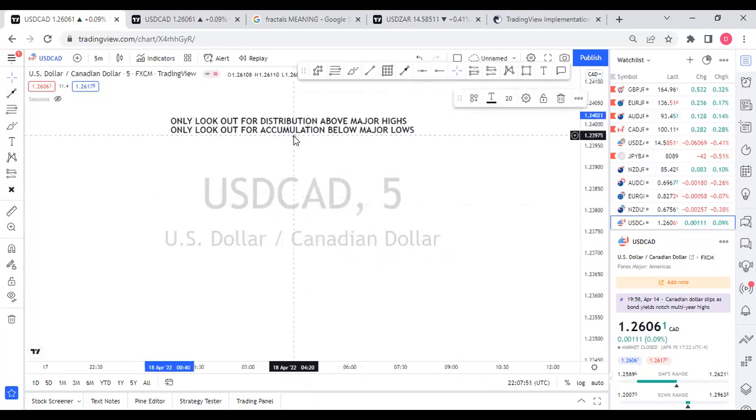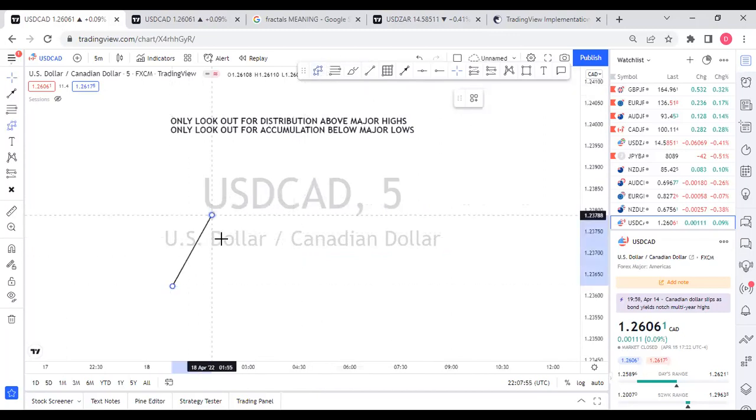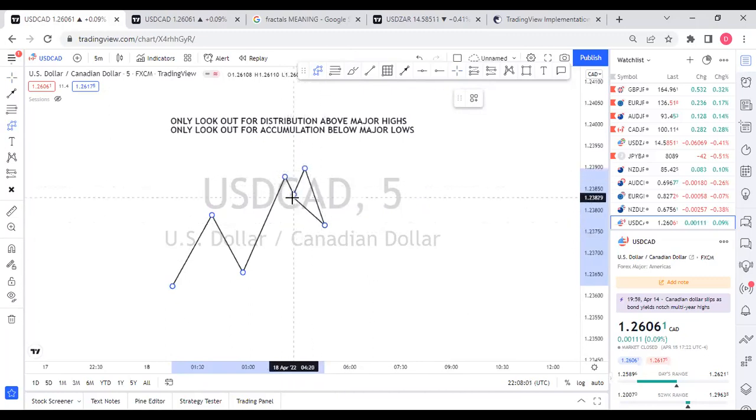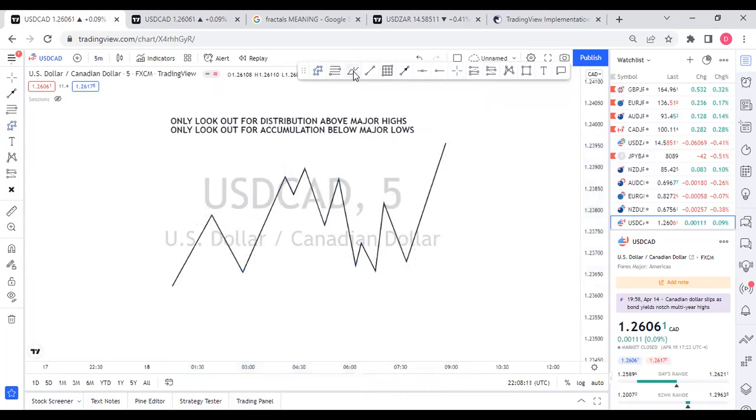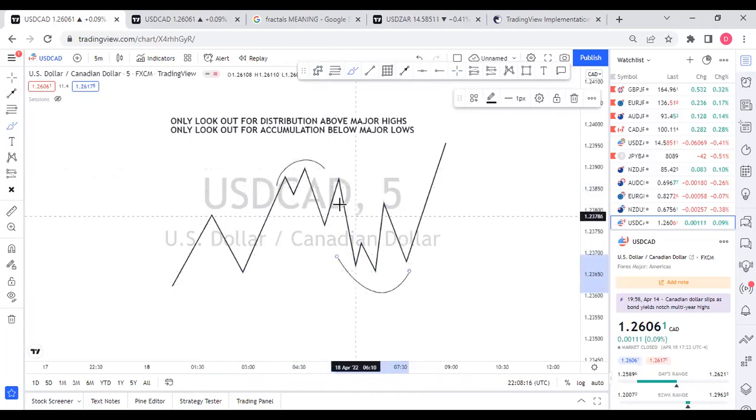Only look out for distribution above major highs, meaning that when price gives us the new higher high, it is important that price breaks structure, to now start selling down, comes here before we have that again, and we continue like that. So we have higher high, higher low. Okay, all right. This right here is distribution.